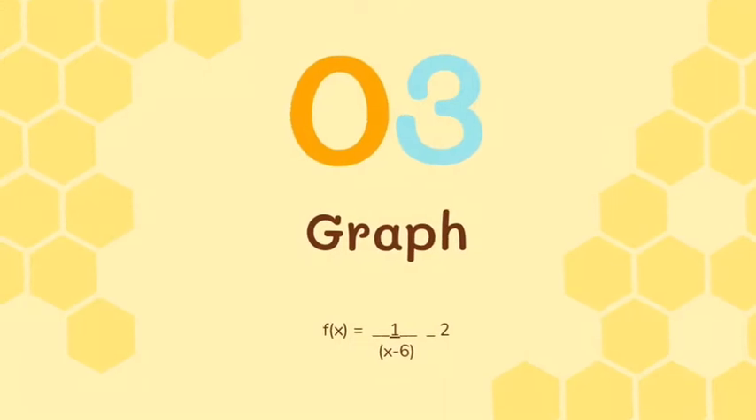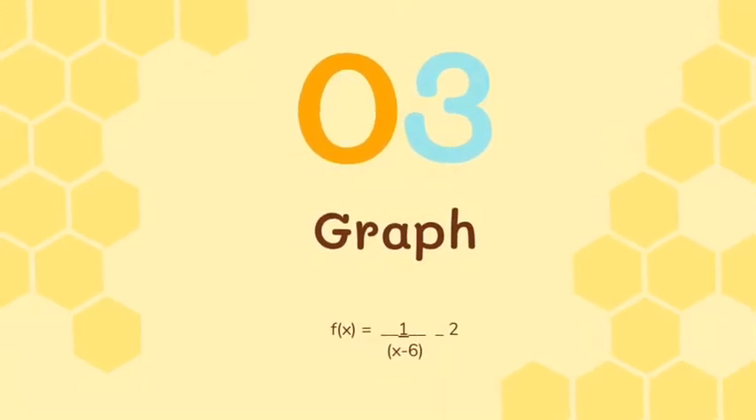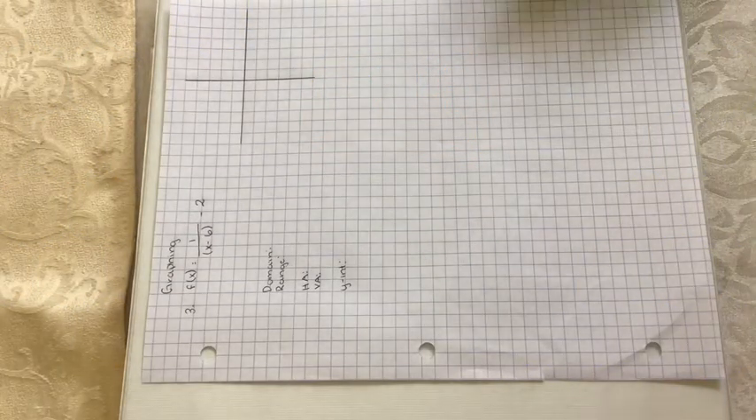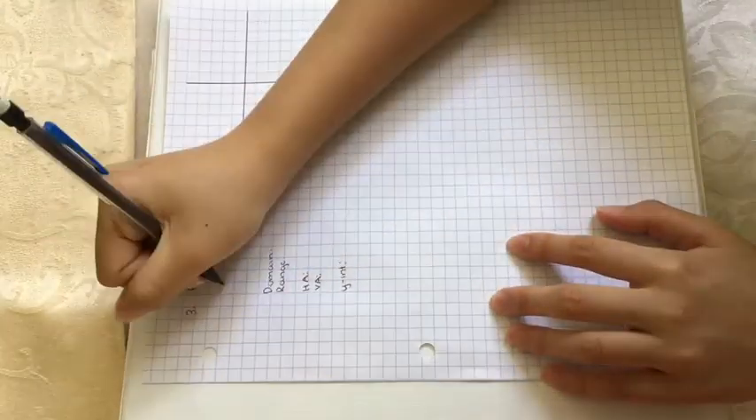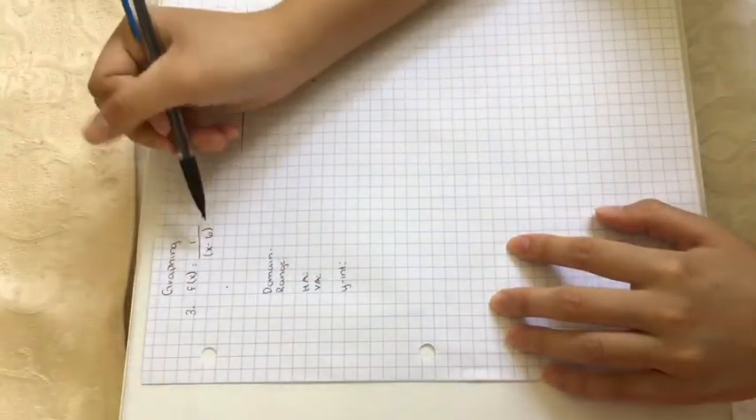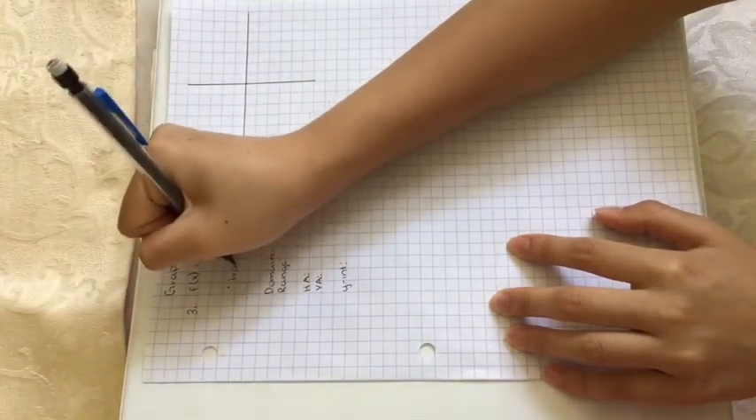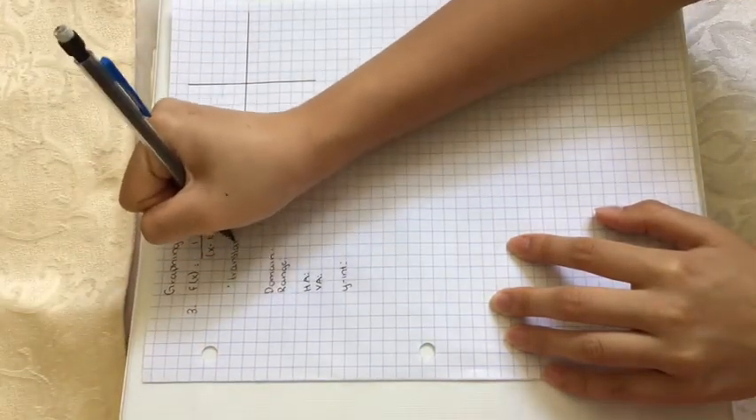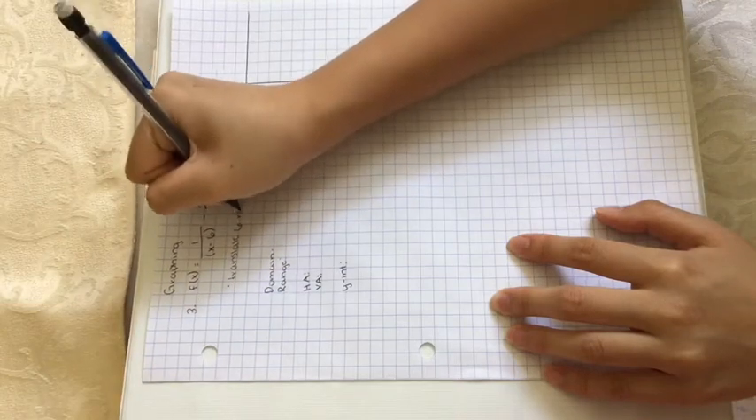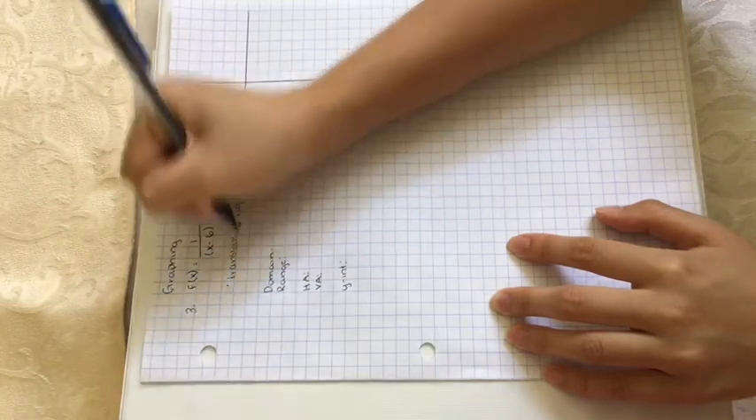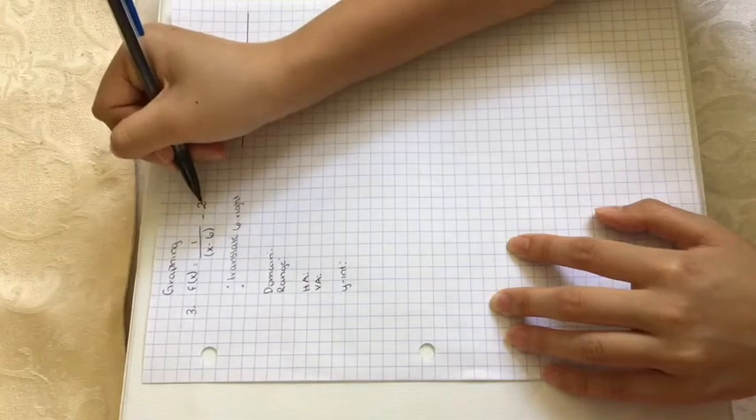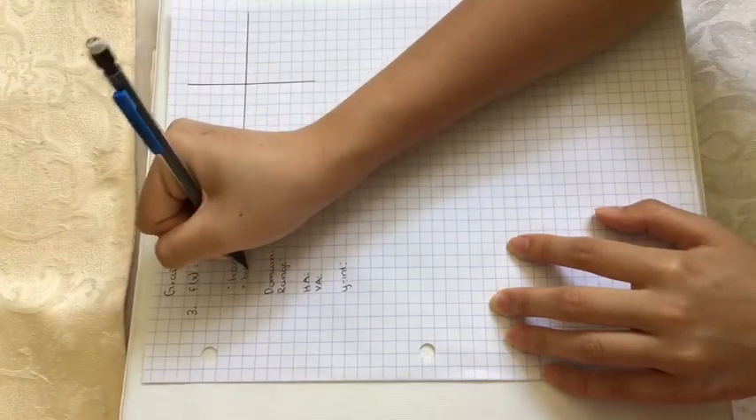For example 3, I'm going to be doing problem 3. And so the problem is f of x equals 1 over x minus 6 minus 2. And so h is negative 6 and k is negative 2. And so since h is negative 6, it does translate 6 right. And then since k is negative 2, it translates 2 down.